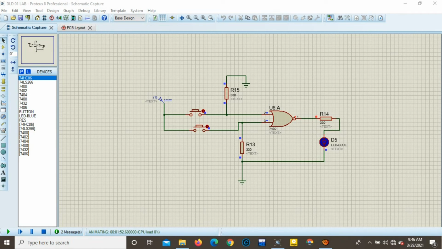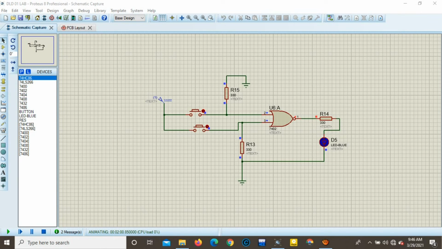The circuit diagram for this is also same like AND, OR and NAND gate. The only difference is that we use here the IC of 7402 and input supply is also same. So here we will verify this. Both switches are off, the input is 0, the output is on, the bulb is on.